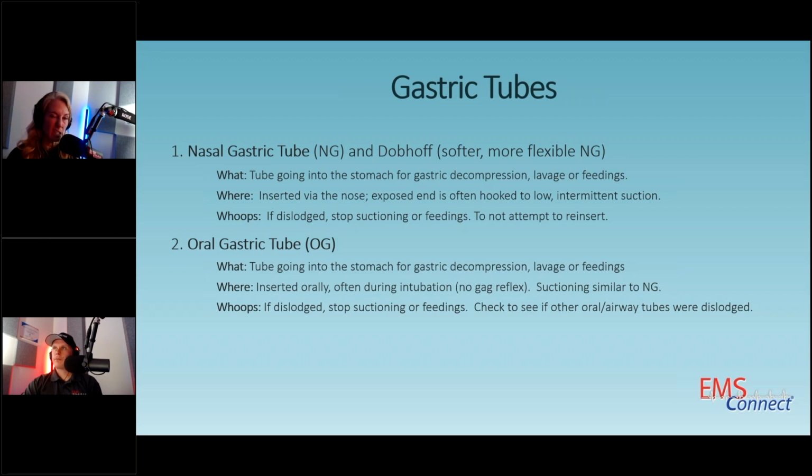So this can easily be pulled out. But it's fairly traumaless. Once it's pulled out, the patient will probably thank you, because it's definitely not fun to have it in your nose. But you'll need to make sure to document and to notify the provider that it has been pulled out, so it can be reinserted.